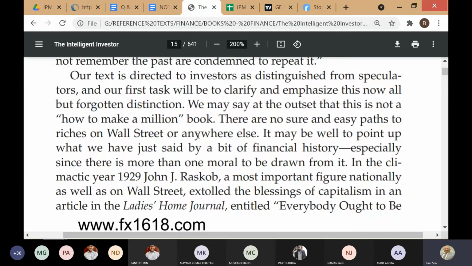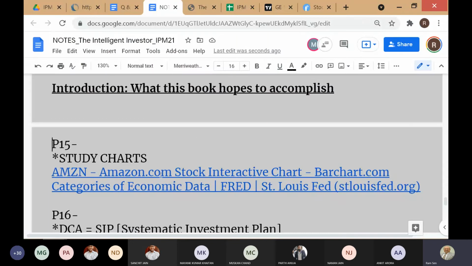Okay. So two links I gave you here. Bar chart, that's another different charting site. These are all free logins. I mean, you get a lot of information in the free versions. So you can log into their free chart system. And then you have FRED as well, and lots of economic data and other stuff. So you can study the charts.